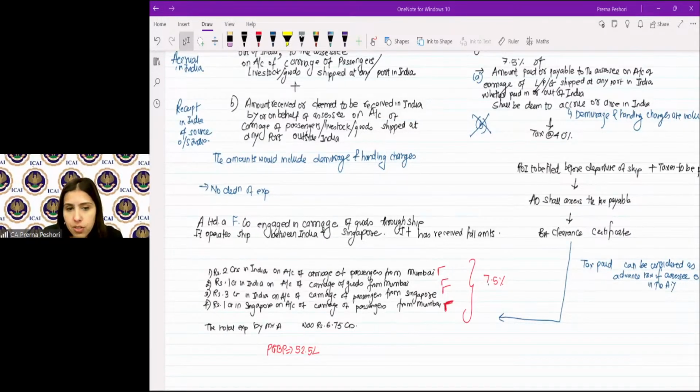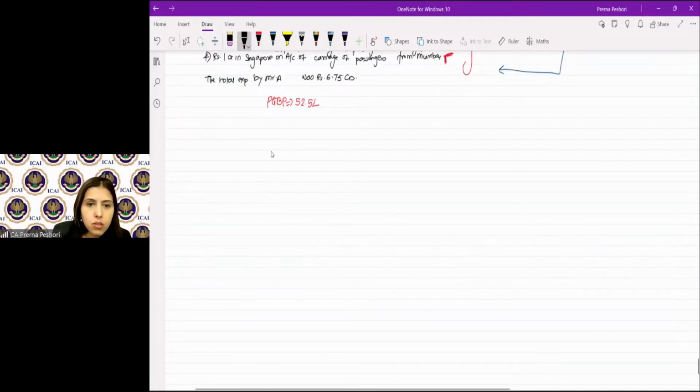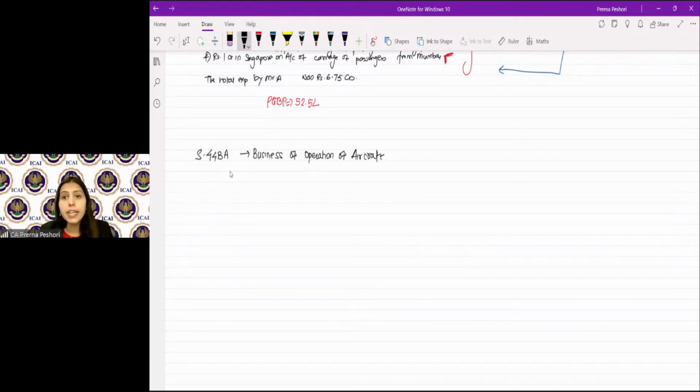Next particular point is the presumptive taxation for the aircrafts. Presumptive taxation for the business of operation of aircrafts. So this is under section 44BA, which is operation of business of the aircraft. Okay, business of operation of the aircraft.